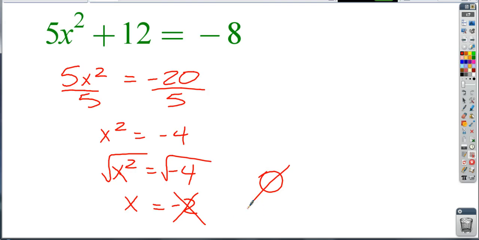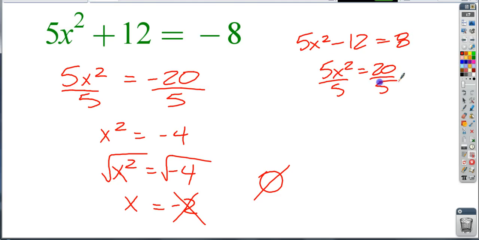Now, you can imagine what this might have been if it was 5x squared minus 12 is equal to positive 8. I'd get 5x squared is equal to 20. I would divide by 5, and I would get x squared is equal to 4. I would take the square root of both sides, and I would get x is equal to plus or minus 2. Okay, but that's a little bit different.